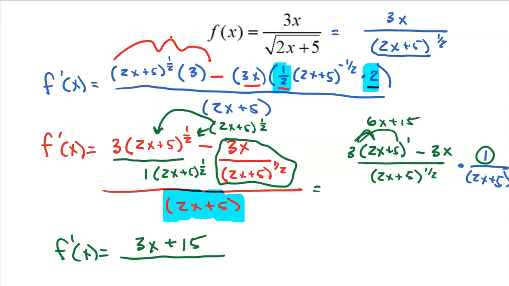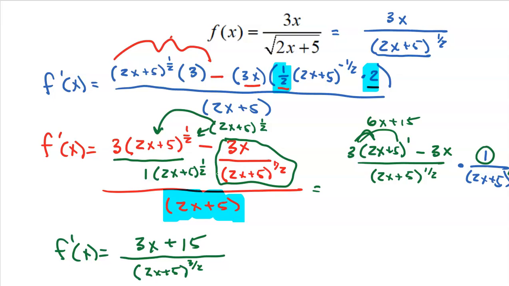Now here's my favorite part. Check out this denominator. I have 2x plus 5 to the 1/2 times another 2x plus 5 to the first. But remember, when you have the same base, in this case 2x plus 5, you can add the exponents. So the 1/2 plus 1 makes 3/2. So in my denominator, I have 2x plus 5 to the 3/2. And that's actually not that ugly of an answer. 3x plus 15 all over 2x plus 5 raised to 3/2.